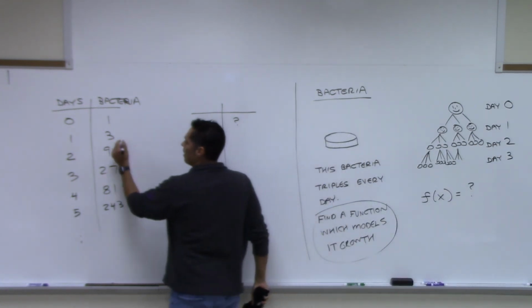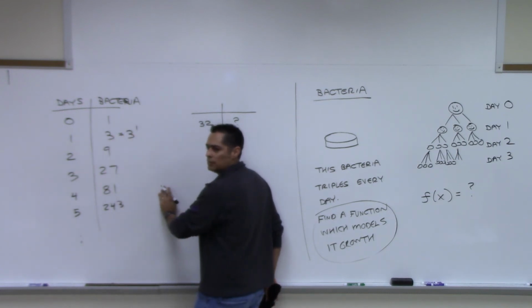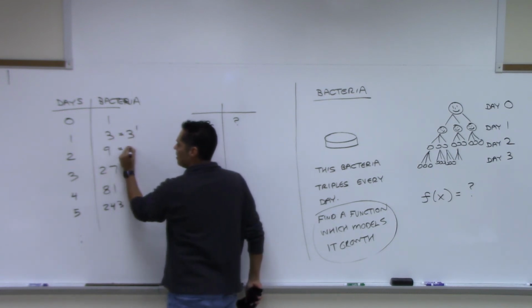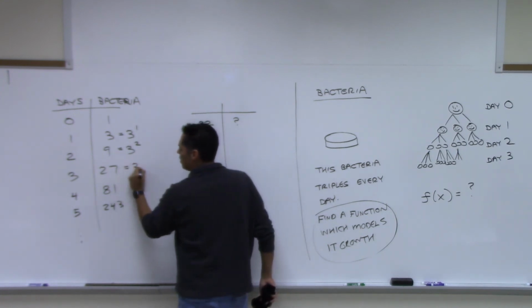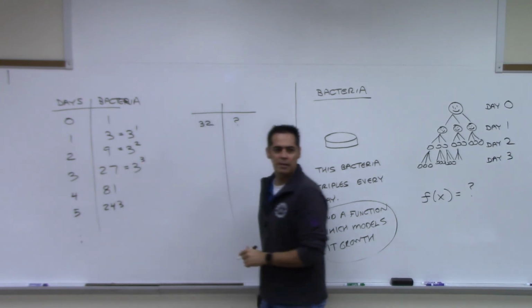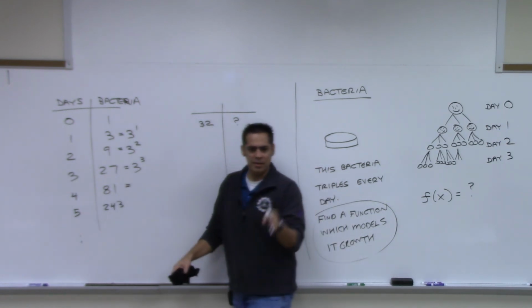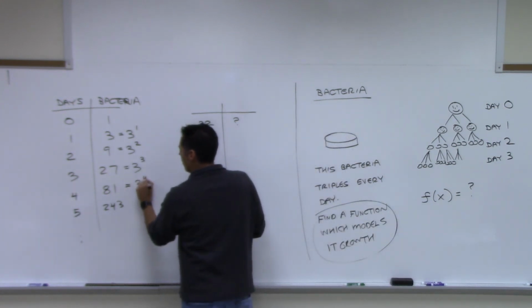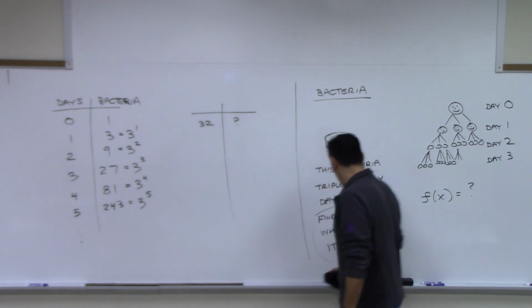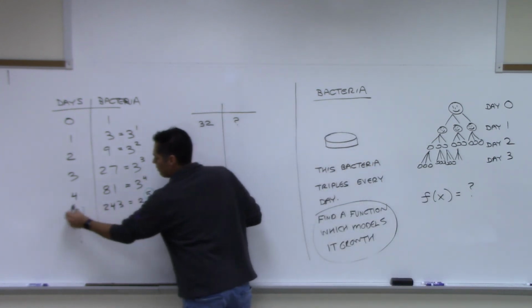Do you agree that 3 is the same as 3 to the first power? And that 9 is 3 squared? And that 27 is 3 cubed? Yes? And 81 is 3 times 3 times 3 times 3. That's 3 to the 4th power. And 243 is 3 to the 5th power. So do you all see the connection? Right?